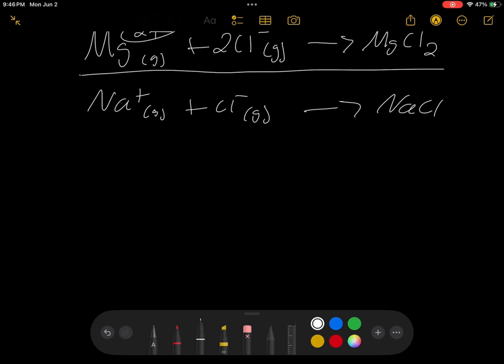So the other thing we want to look at, do I have a periodic table on me? I should probably get a periodic table on me. I do have a periodic table. So get out your handy-dandy periodic table.